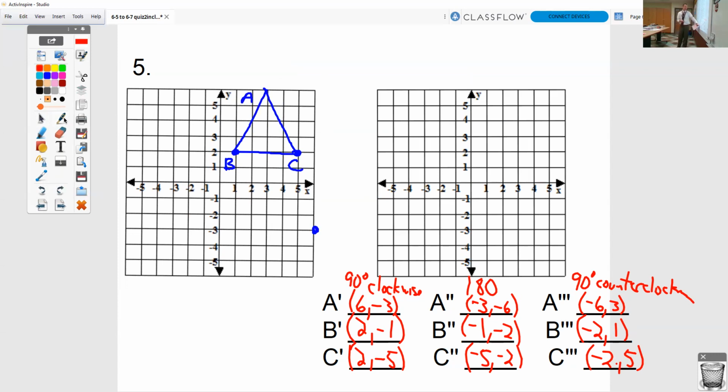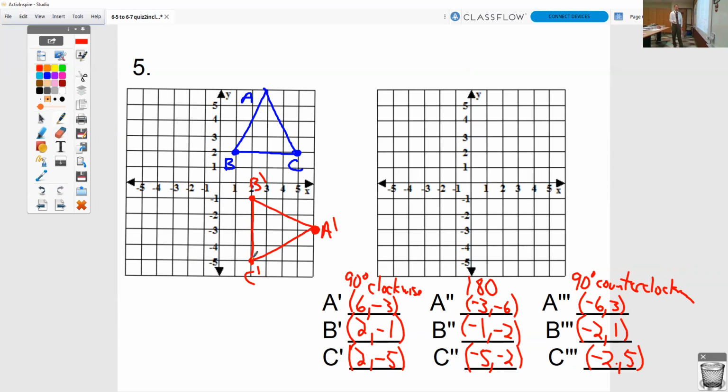When we go to graph 90 degrees clockwise, we are going over to 6 and down to -3. This is A prime. Make sure that you label it. B prime is over to 2 down to -1. C prime is over to 2 down to -5. So this is our 90 degrees clockwise rotation.